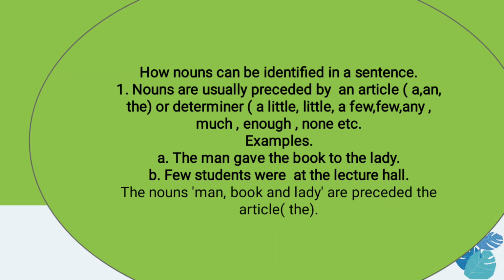Looking at these examples, in example 1, the nouns man, book, and lady are preceded by the article the. In example 2, the noun students is preceded by the determiner few, and lecture is preceded by the article the.